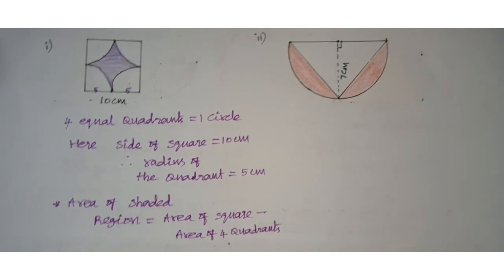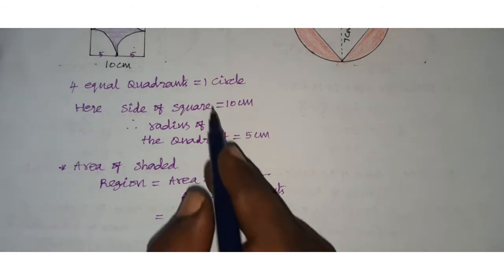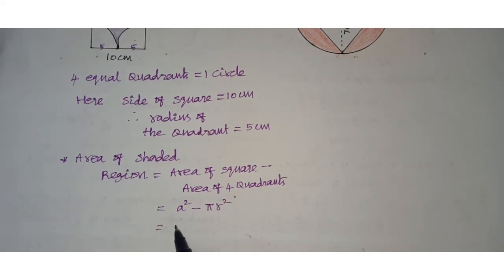Okay, so area of square we know very well, the formula is a square, minus 4 quadrants equal to one circle. Area of circle formula is pi r square. So here side a 10 whole square minus pi, we have to use 3.14, and r we are having 5 into 5. So 100 minus 3.14 into 5 5s are 25.